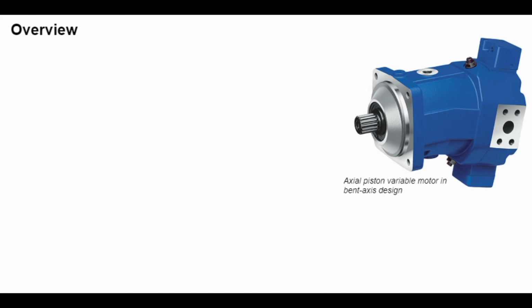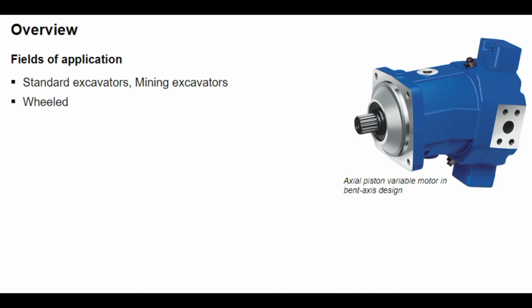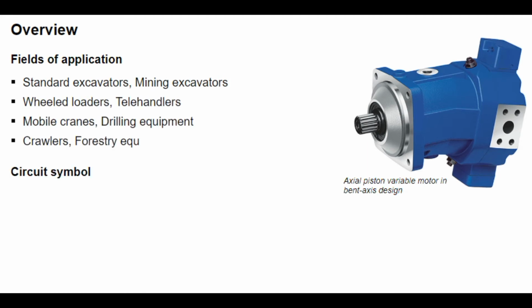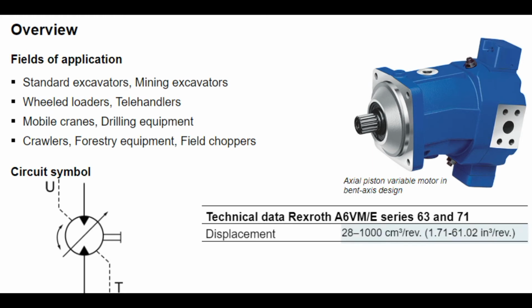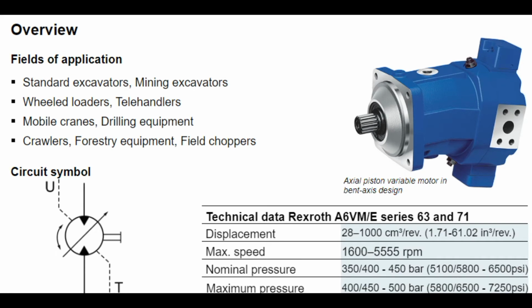Typical applications are standard excavators, mining excavators, wheeled loaders, telehandlers, mobile cranes, drilling equipment, crawlers, forestry equipment, and field choppers. The circuit symbol for this kind of motor is the symbol for a reversible variable motor with a drain port and flushing port, U. The Rexroth A6VM and A6VE Series 63 variable motor comes in 11 different sizes, from 28 to 1,000 cubic centimeters per revolution.